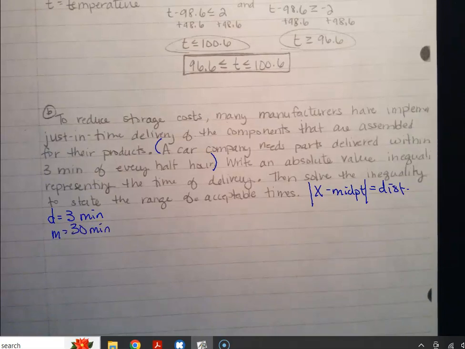So we can write the formula now. Do we want to leave x? You don't have to change it. It's totally up to you. Let's leave it. If we take these and put them into the formula, we have the absolute value of x minus 30 is less than or equal to 3. We want a less than or equal to again because we want it to be within that time frame, either 3 minutes before or 3 minutes after. So that has to be a less than or equal to.